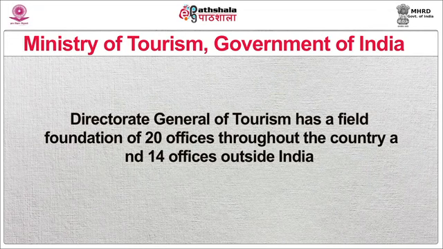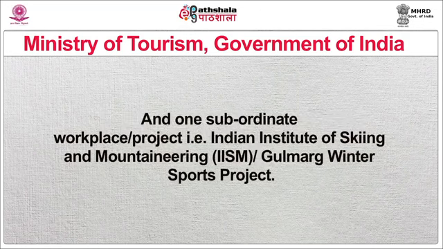The Directorate General of Tourism has a field foundation of 20 offices throughout the country and 14 offices outside India, and one subordinate workplace project. For example, the Indian Institute of Skiing and Mountaineering, IISM, Gulmarg Winter Sports Project.